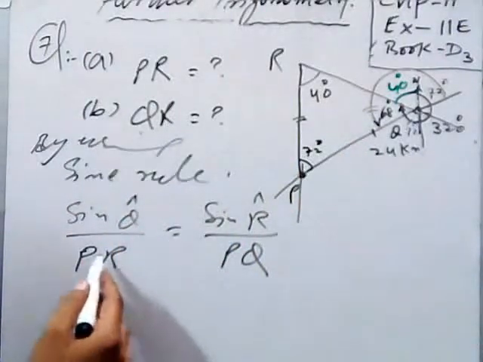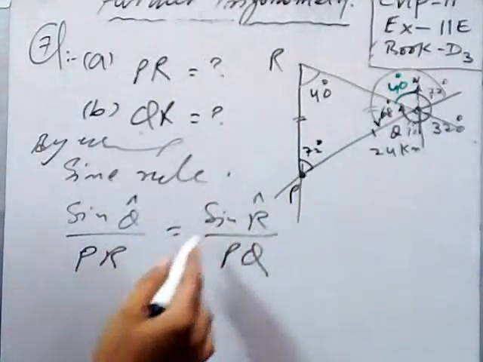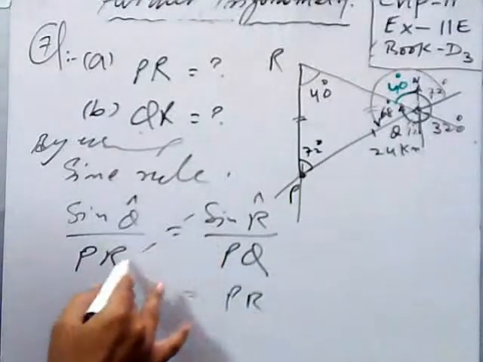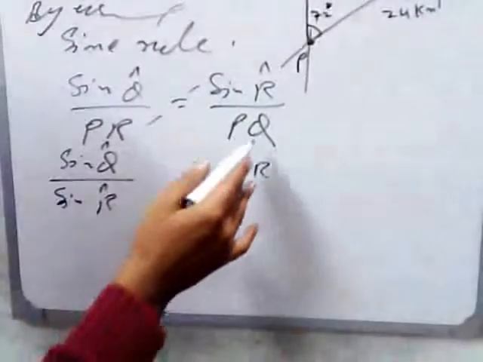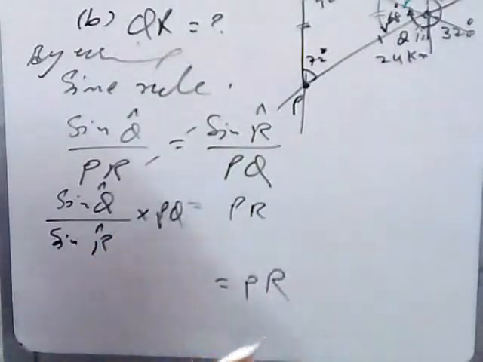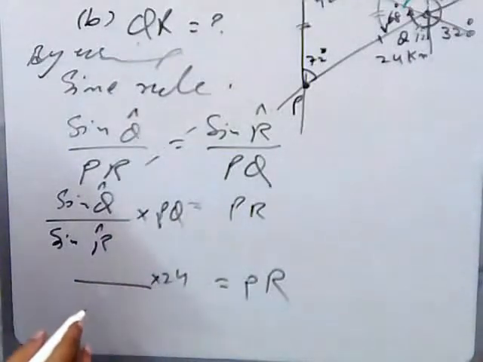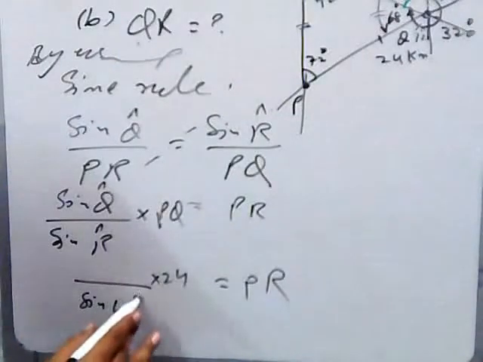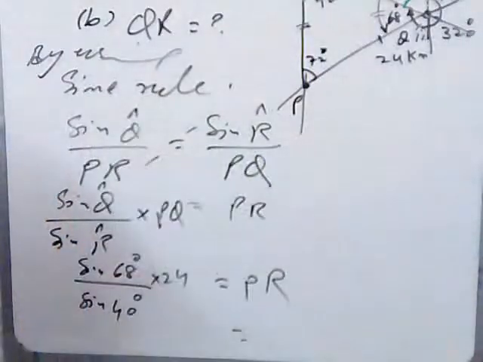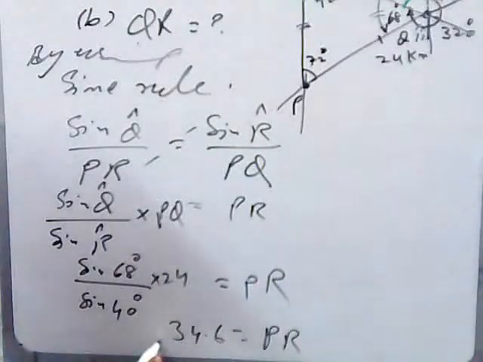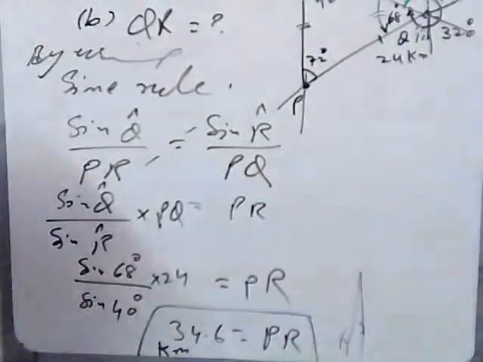Putting in the values, we need PR, and you can easily calculate it by cross multiplication, so the formula changes like this: PR is equal to sine Q divided by sine R, multiplied by PQ. For example, PQ is 24, sine R is sine 40, and sine Q is sine 68 degrees. By using a calculator, you find PR is equal to 34.6. That is your required result, and because the unit is kilometers, your answer will also be in kilometers.